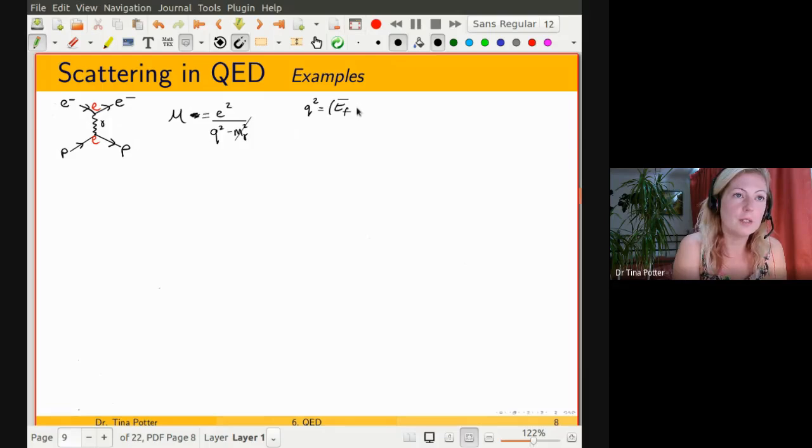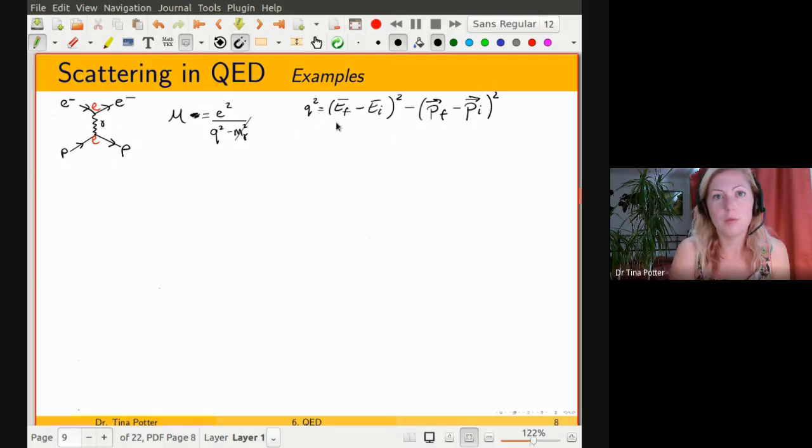So it will be the final state electron energy minus the initial state electron energy squared minus the final state momentum minus the initial state momentum all squared. Now this is different where we summed them all before. We're literally taking the difference between 4 vectors and not summing them this time.